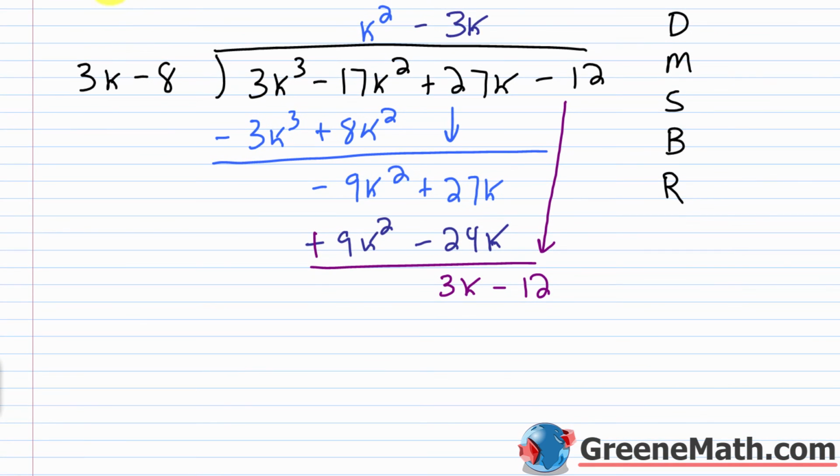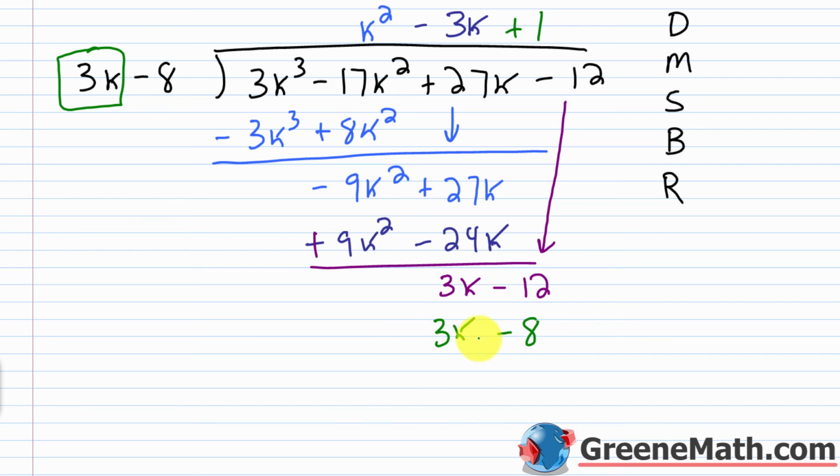And so again, I want to do leading term into leading term. So 3k goes into 3k. We all know that's going to be 1, right? I don't need to write out 3k over 3k. Same thing over itself is 1. So plus 1 here. And then I'm going to multiply. So 1 times 3k is 3k. 1 times negative 8 is negative 8.